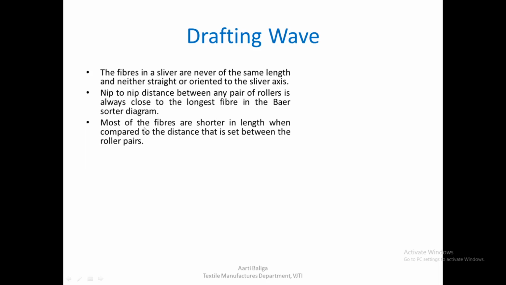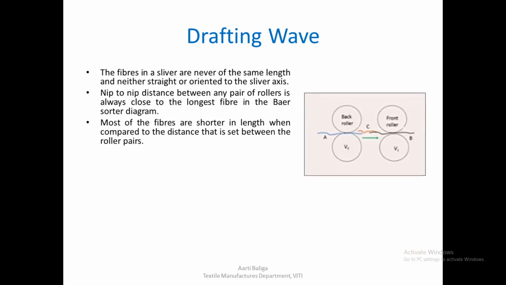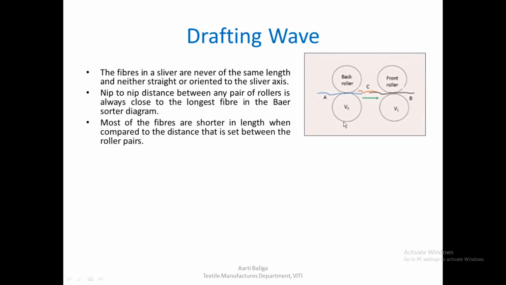So the third point that we know is that most of the fibers are shorter in length when compared to the distance that is set between the roller pairs. So with this background in mind, let us see what the situation looks like at any zone of any pair of rollers. This orange fiber C is somewhat shorter than the distance that we have set between a pair of rollers A and the B pair of rollers, which are back and front rollers respectively. And they have certain speeds, V1 for the front roller and V2 for the back roller. And this is the direction in which the fibers are moving from A to B.